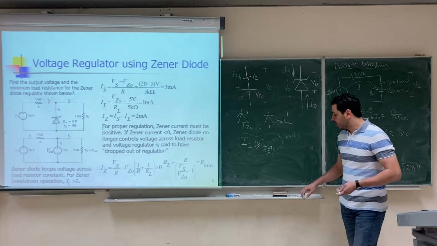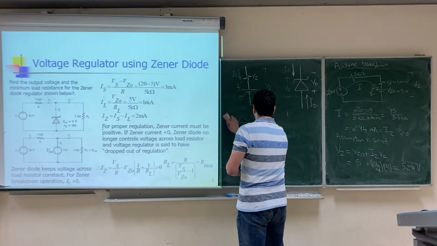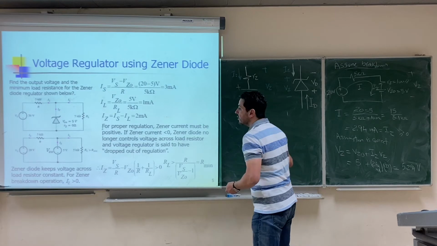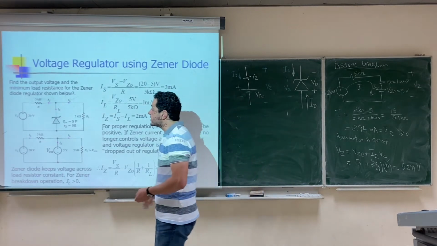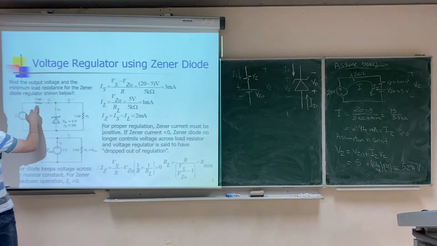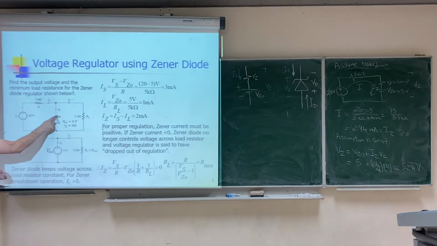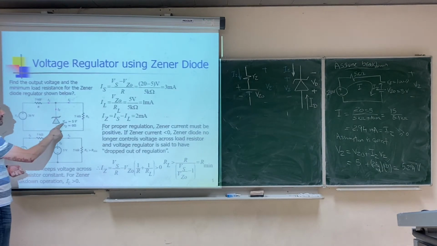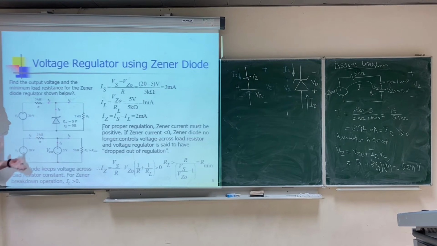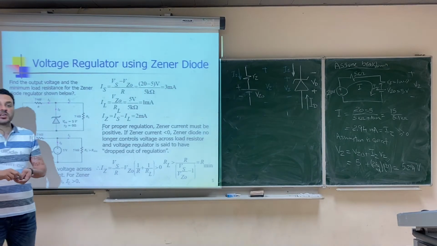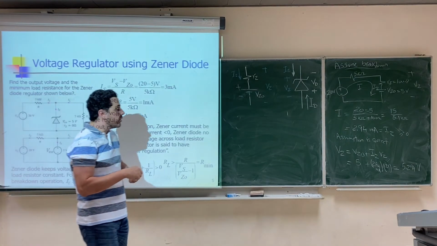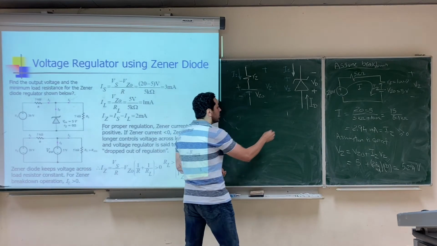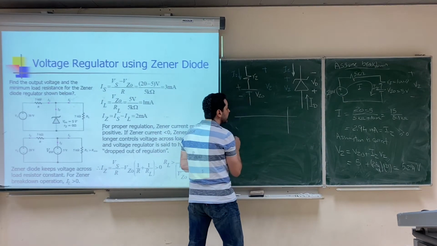So we have a problem here with supply voltage 20, resistance again 5 kilo, and then we have a Zener diode here, VZO 5, and I'm giving you that the Zener resistance is 0 ohm. By the way, when I give you that the Zener resistance is 0 ohm, what does this mean in the characteristics of the Zener diode?